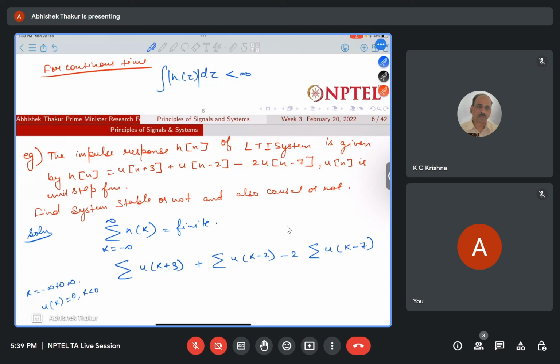So this k plus 3 is less than 0. This means k plus 3 is less than 0, so k is less than minus 3. So for k less than minus 3, this u[k plus 3] will be 0. So that's why we have to take the summation from minus 3 to infinity. In this case, we have to take it from 2 to infinity, because for k less than 2, u[k minus 2] will be 0. And in this case, we have to take from k is equal to 7 to infinity.